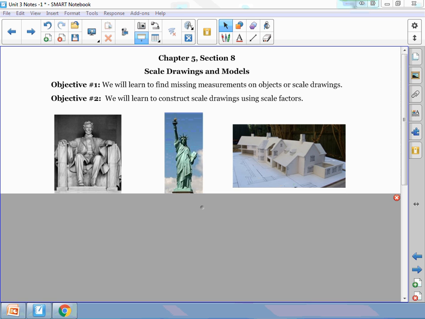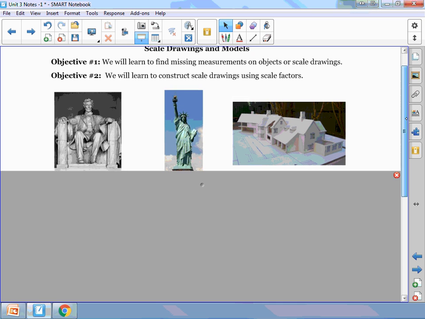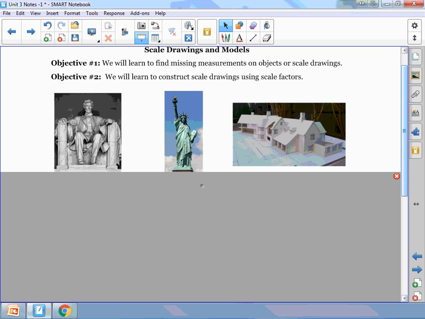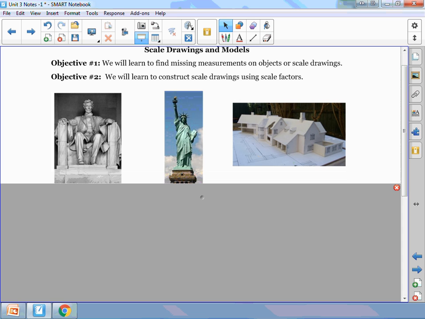Man, I've got to try to teach you guys scale models. Next door, you're watching Moana? Oh, that's tough. That's a tough act to follow. All right, I can't compete with Moana. I really can't. But I'm going to try.